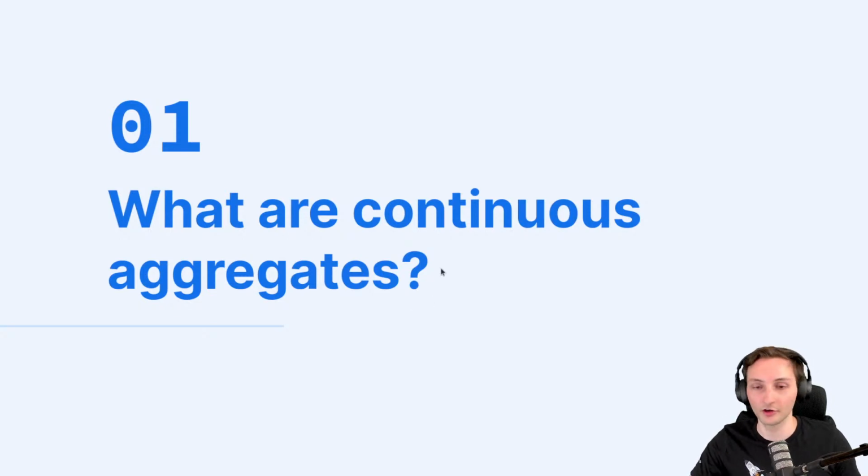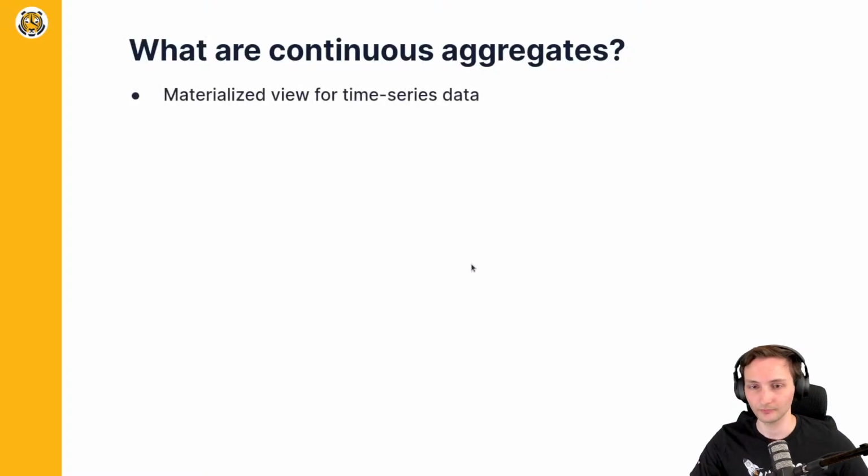So what are continuous aggregates? First, I just want to give you a mental model, how to think about continuous aggregates. And I think this statement summarizes it really well: a continuous aggregate is pretty much a materialized view specifically created for time series data. So it's made for time series data, and it's very, very similar to a Postgres materialized view.